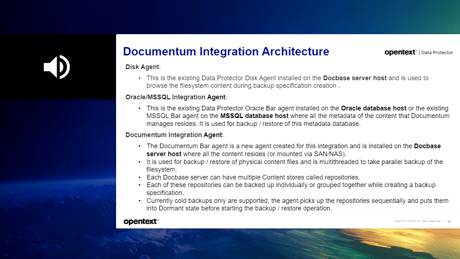And then we've got the brand new Documentum BAR agent. So this is a brand new agent created just to back up the Documentum contents itself. So we back up the doc-based server. This has a number of different content stores. These are called repositories. And each of these repositories can be backed up individually, or we can group them together and create what's called a backup specification. And I'll show you this as we move forward.